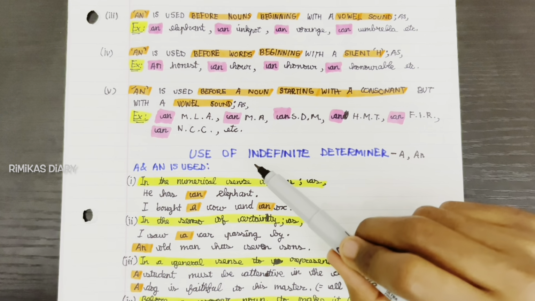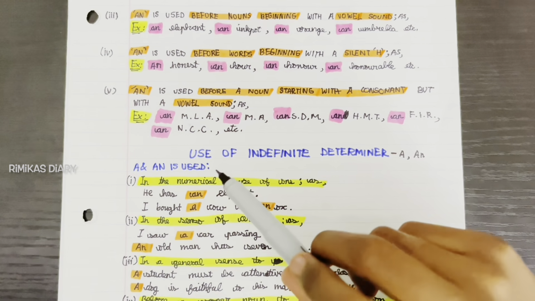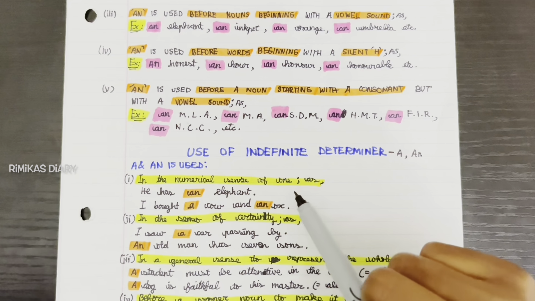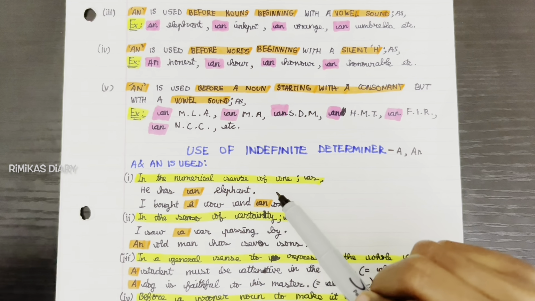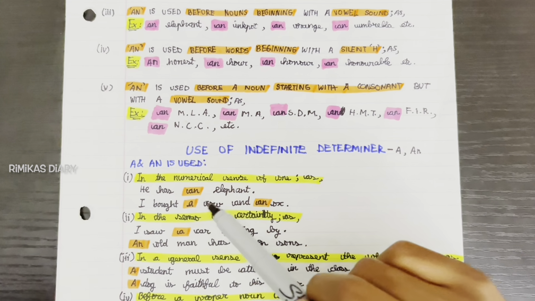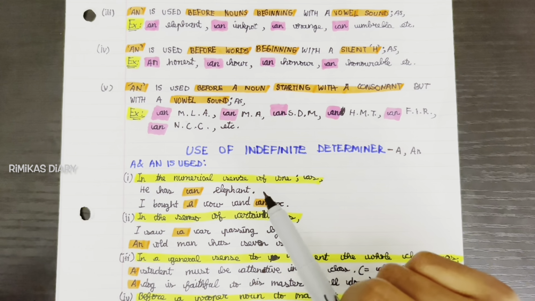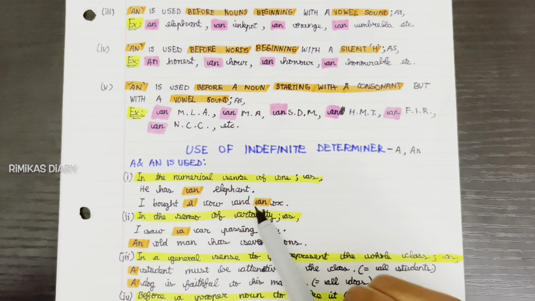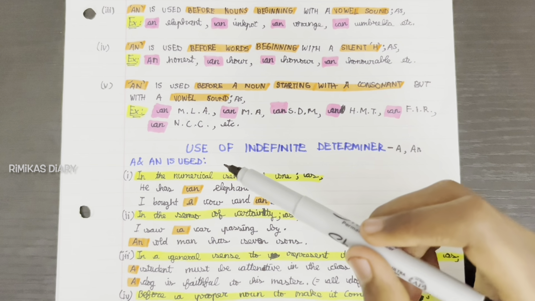Next, use of the indefinite determiners a and an. First use is in the numerical sense of one. A and an are used in a numerical sense that refers to only one thing. For example, he has an elephant, I bought a cow and an ox. So there's only one elephant, and I only bought one cow and one ox. So we use a and an in these places.